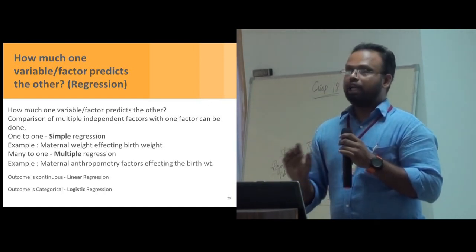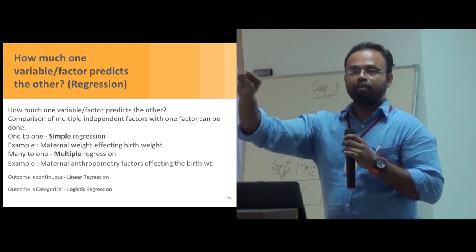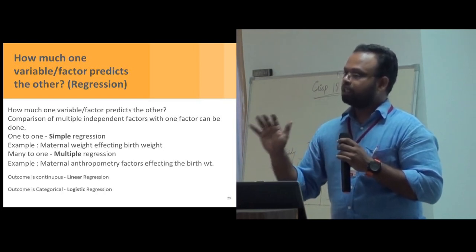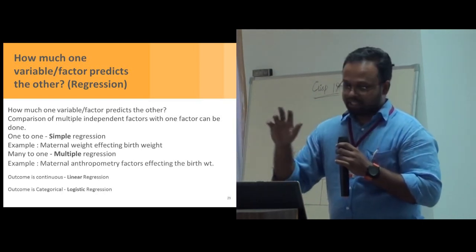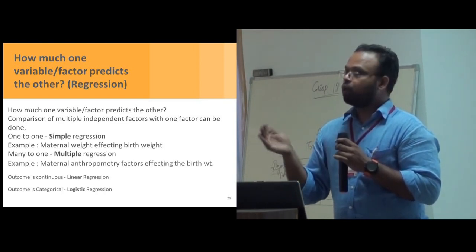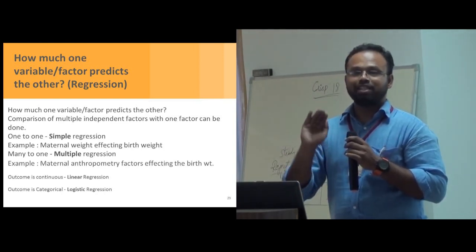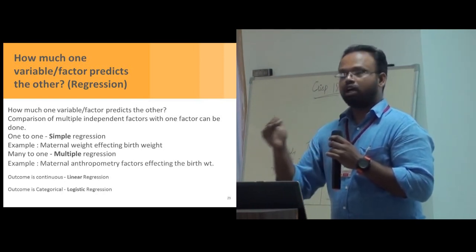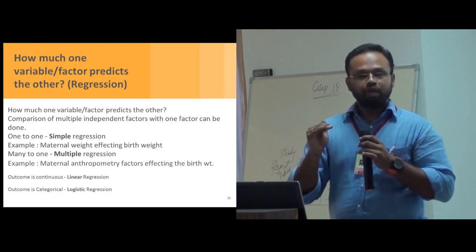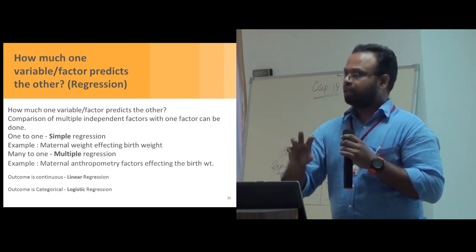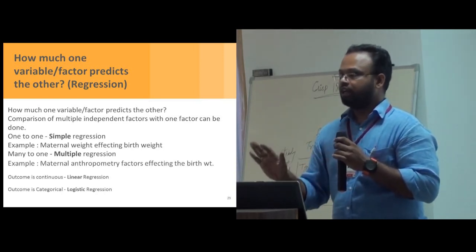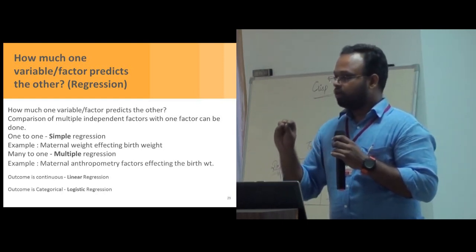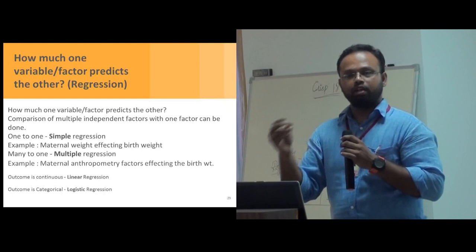Linear regression: linear is line. Whenever your outcome is continuous, that is birth weight, blood pressure and so on, it is called linear regression. Whenever your outcome is categorical, that is, something is present or not, then you use logistic regression. So linear regression and logistic regression. When we use many factors to predict one variable, that is called multivariate regression. So I am giving very basics of regression. If we do anything in SPSS, we can learn.